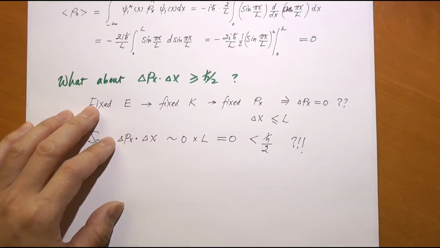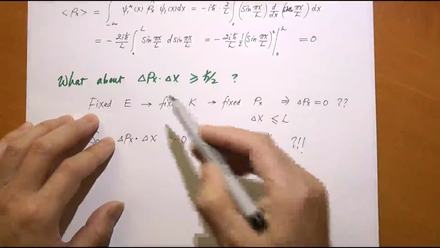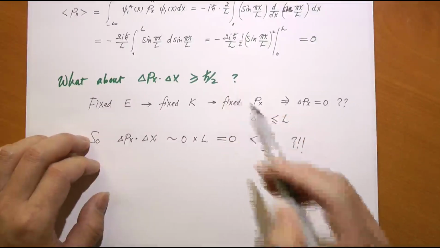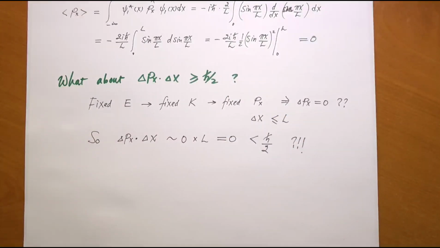Now, before we end our discussion of the infinite square well, let's take a look at the uncertainty principle. The uncertainty principle should apply to this case. Delta Px times delta x should be greater than or equal to half of h bar, right? But is that really true? Does that make sense in our case?